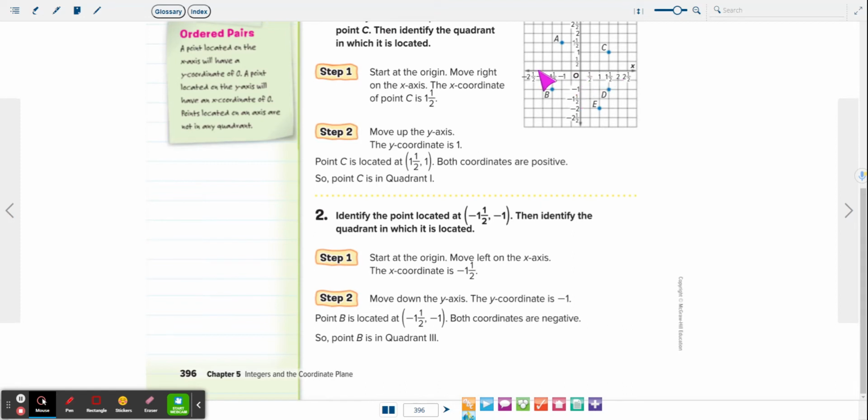So on the x coordinate, we start there first, start at 0, find -1.5, it's right here. And then we go down 1, -1 goes down. So right there is point B. So that point is point B. Okay.